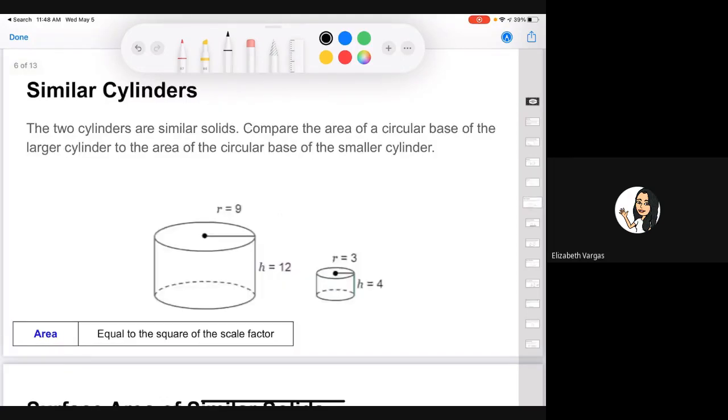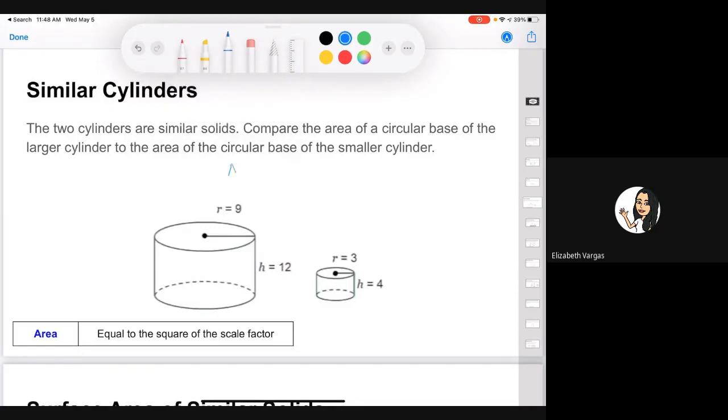So now let's look at similar cones. So we're told these two are similar. These two cylinders are similar solids. So basically they're the same shape and they're going to be proportional to each other. That's what we're given. Compare the area of the circular base of the larger cylinder to the area of the base of the smaller cylinder. So we know we're working with area here. Okay. Because we know we're working with area, what we want to do is identify the area of the smaller base and the area of the larger base.